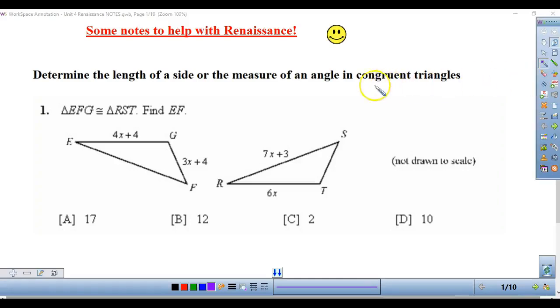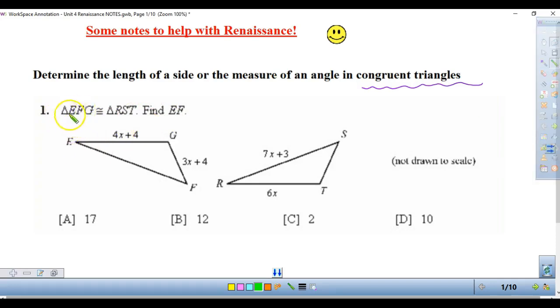I wanted to help you a little bit with Renaissance for Unit 4 and explain what this congruent triangle stuff is all about. So this whole unit is about congruent triangles, and triangles are congruent if they're exactly the same size and shape. And you have to base that all on the spelling of the triangle. So what we're going to look at here is number 1, which says that triangle EFG is congruent to triangle RST. So we're going to start with that.